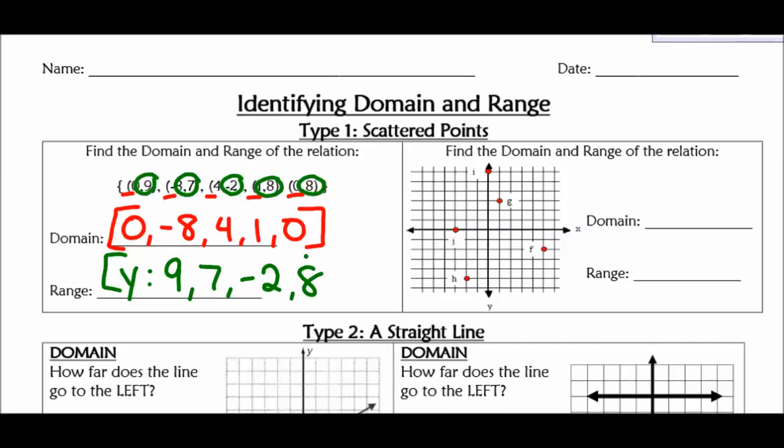I see that 8 repeats twice. I don't really need to write it twice, so I'm just not going to on that second one. It's the exact same thing as the first one. I'm just listing out the points. It's just phrasing it a different way. It's just saying y is all of these points.